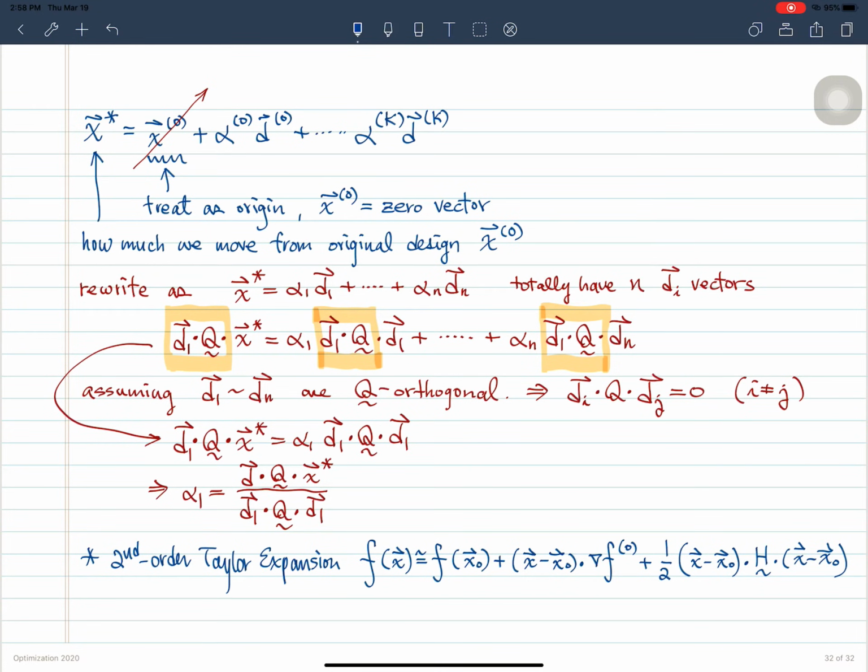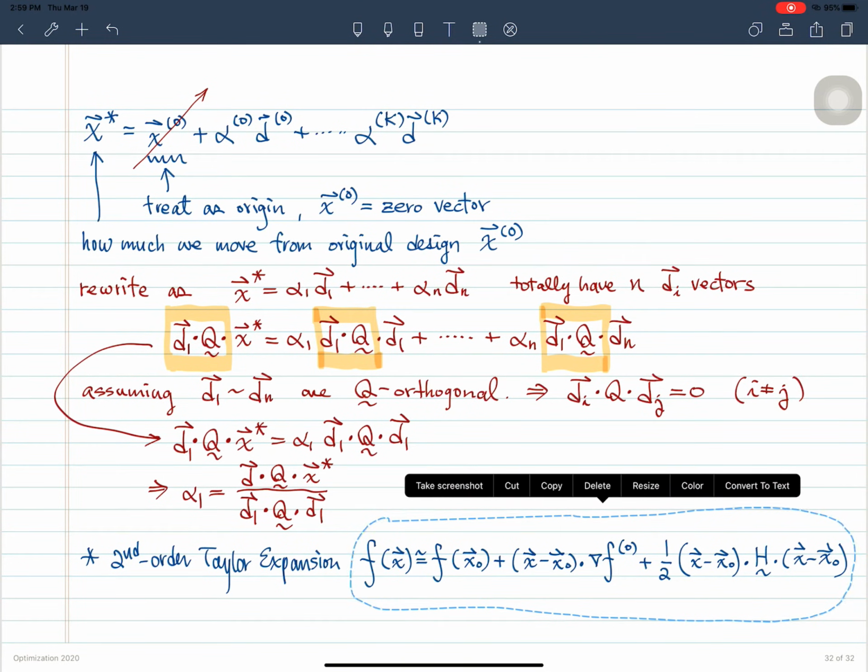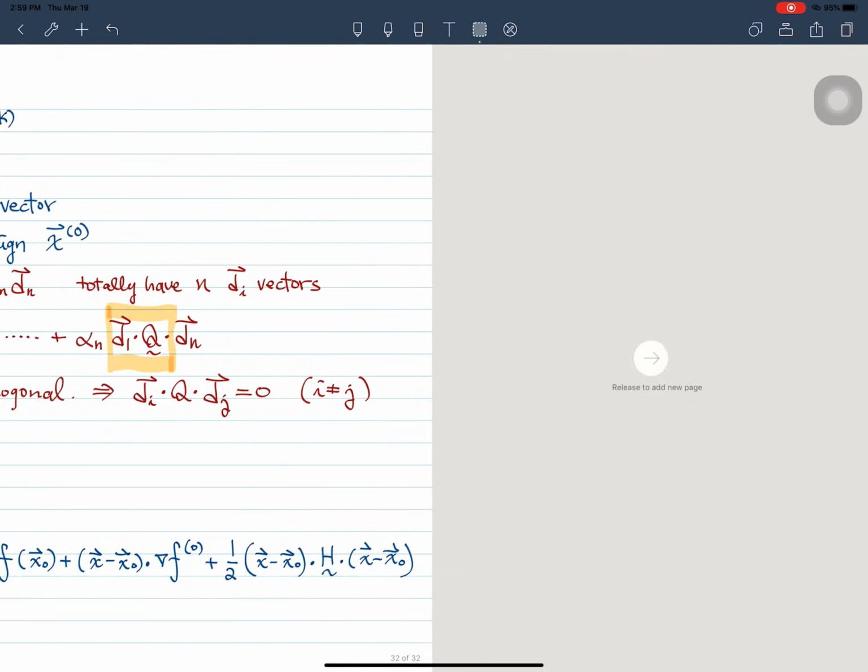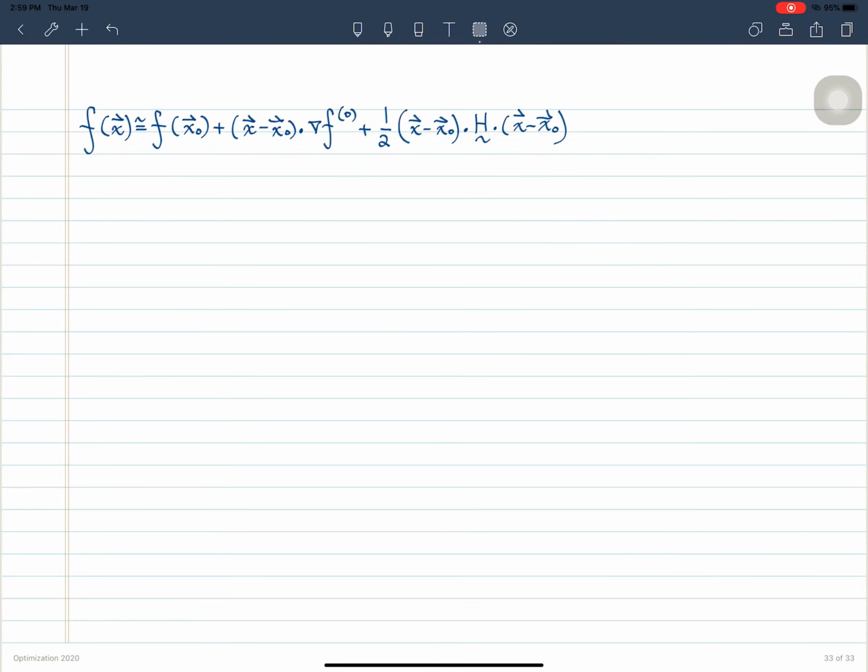Okay, this is the second order Taylor expansion. In order to make this derivation more friendly to what we want to work on, we need to rewrite this. So how do we rewrite? Let me rewrite this by treating all the constants as a value of c.